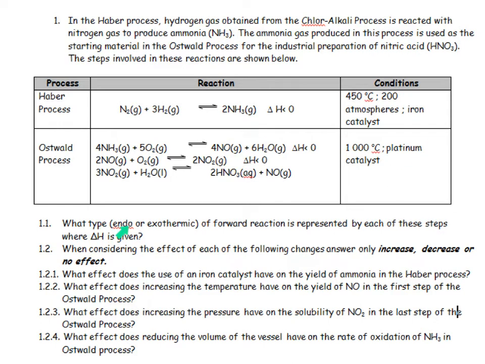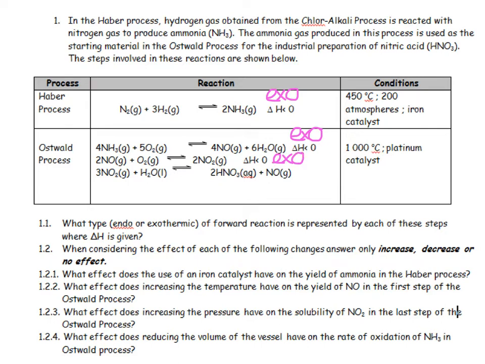What type of reaction, endo or exothermic, is the forward reaction of each of the steps, where delta H is given? So delta H here is negative, so this is an exothermic reaction. Here again we've got an exothermic reaction. And here again we have an exothermic reaction, because in every case delta H is a negative number.